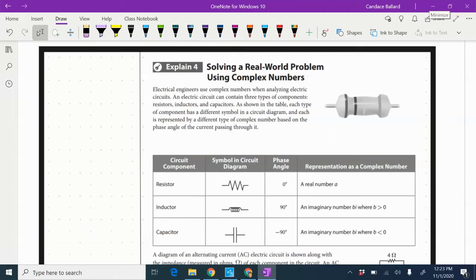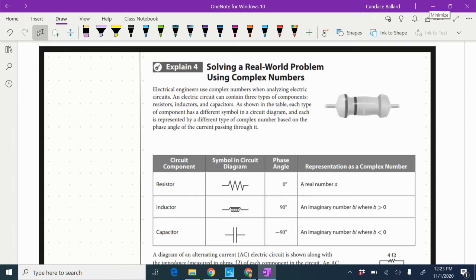In this video, we're going to continue topic 4.4 and we're going to look at Explain 4, which is showing us a real-world problem using complex numbers. Electrical engineers use complex numbers when analyzing electrical circuits. An electric circuit can contain three types of components: resistors, inductors, and capacitors.